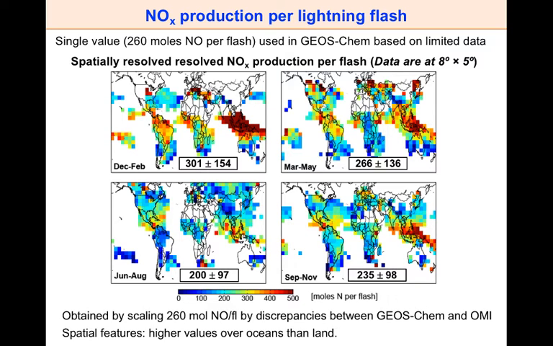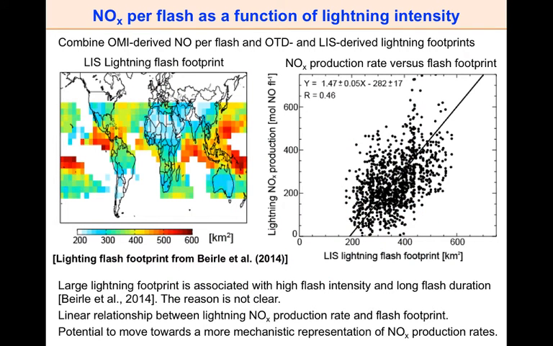I find that in the spatial distribution, the moles of NOx per flash tend to be higher over the oceans than they are over land, and this is consistent with a new product that was reported in the literature on the actual properties of lightning flashes. This report includes properties like the flash footprint, or the extent of the flashes, the intensity of the flashes, and also the duration. Just for illustrative purposes, I'm showing the footprint here, showing that there's a similar spatial distribution, so higher over the oceans, lower over the continents.